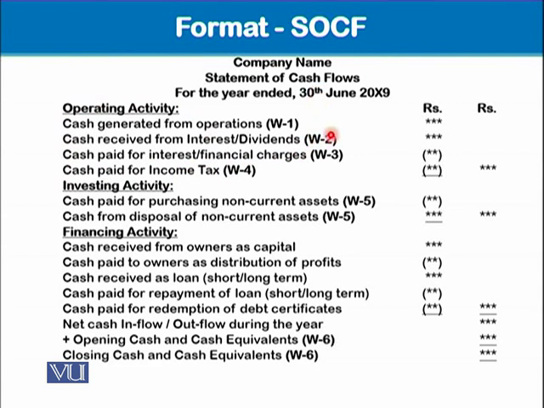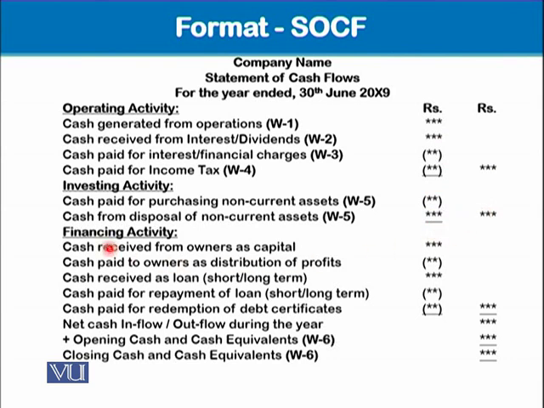Then comes investing activity, and we know very well that investing activity is about non-current assets. When these non-current assets are purchased, we pay cash. So payment for purchasing non-current assets comes over here, and cash that we collect from disposal of these non-current assets comes over here. The final figure comes out in the outer column.